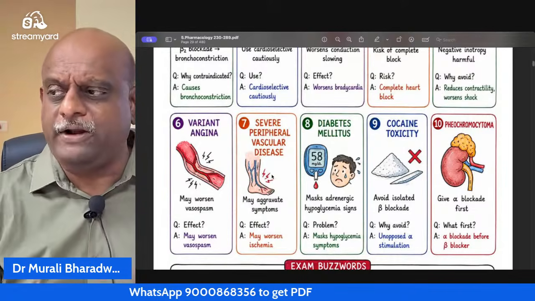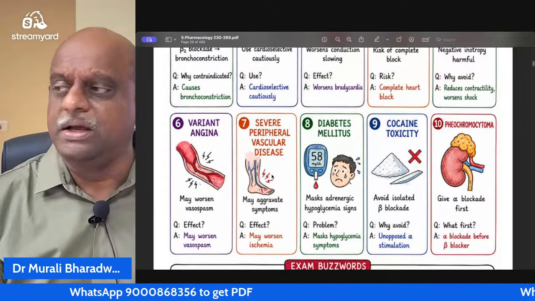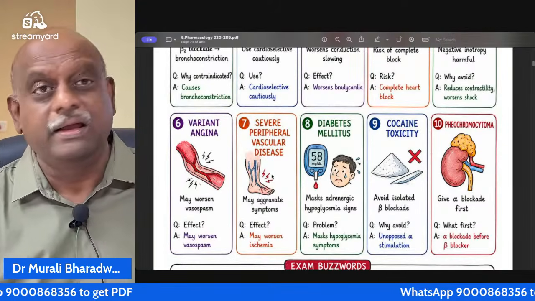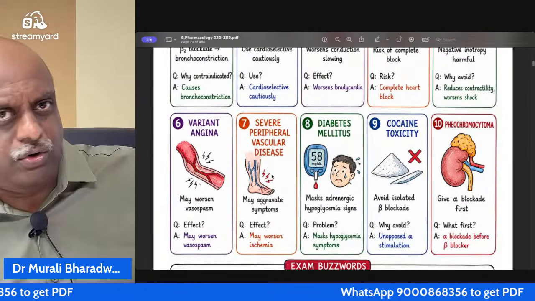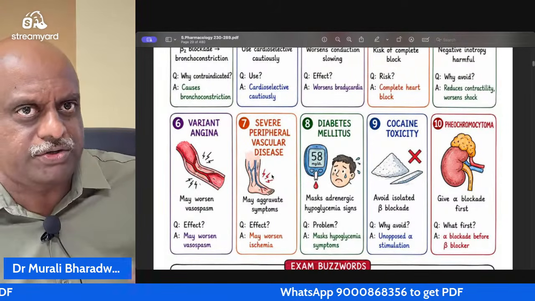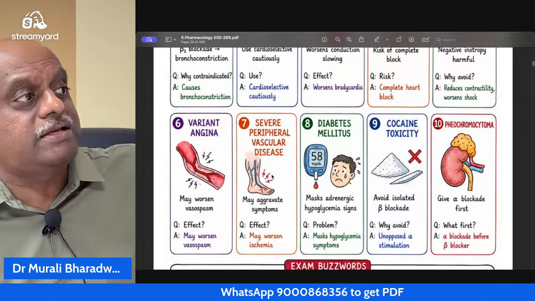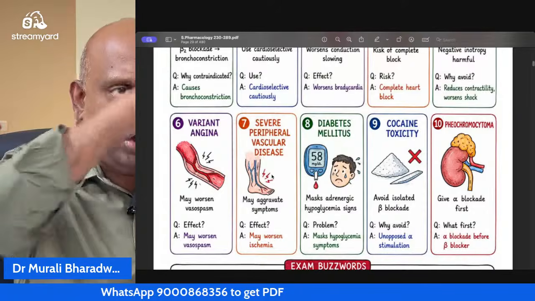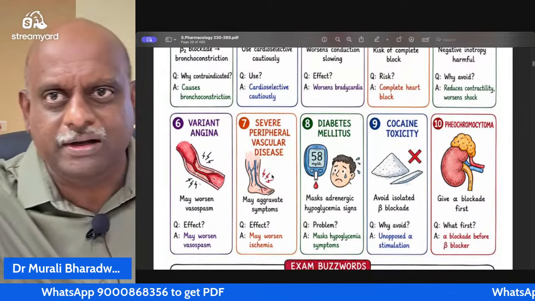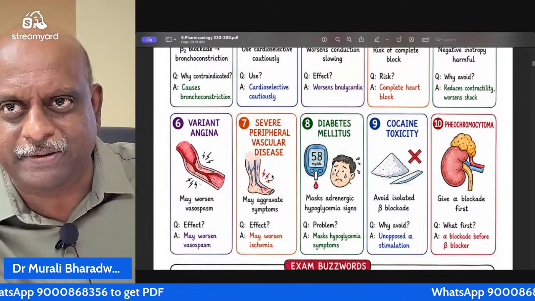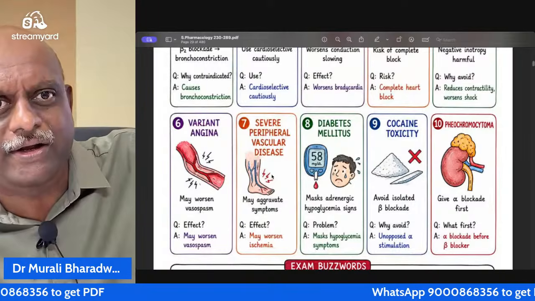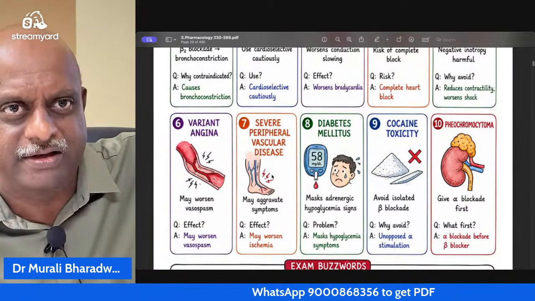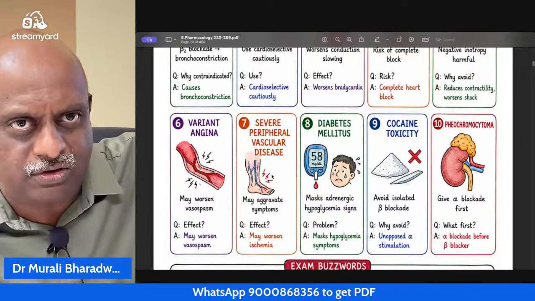Any severe peripheral vascular disease, diabetes, those who have cocaine toxicity, because cocaine itself, if the cocaine toxicity, there are excess catecholamine release. There, if you give beta blocker, all that catecholamines will go and act on alpha receptors. Alpha stimulation lead to vasoconstriction. You know that, right? Alpha 1 receptor stimulation lead to vasoconstriction.